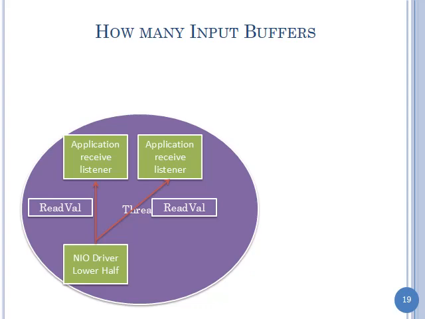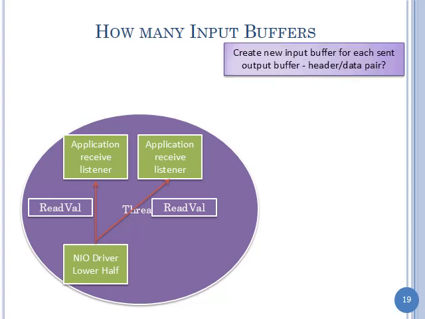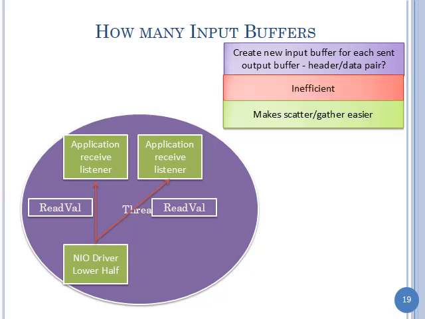So should we create new input buffers for each send output buffer, header data pair? Inefficient. It might make the scatter gather code easier. Okay, that was very tricky code to implement. By the way, I do have a recorded lecture from a previous class on how exactly I do scatter gather. When I create the videos for this, I'll put that somewhere there too. You won't be responsible for learning that stuff, but just in case you're curious. So there's actually a single input buffer with complex scatter gather.